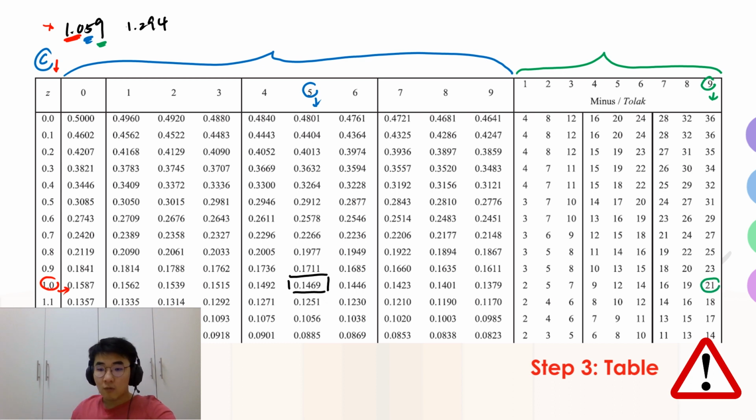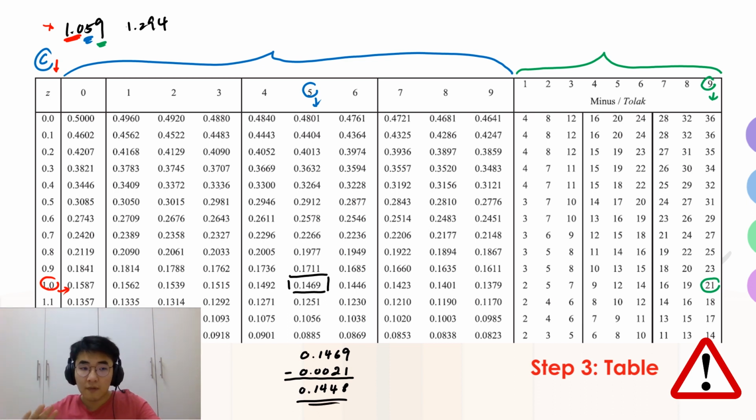So for these two values, what I will do is I will minus them together, right? So 0.1469. Okay, so this doesn't mean I minus 21. This means this 21, we need to write it from the right side first. Okay, so this 21 is actually 0.0021. Right, so if we minus off, we will obtain 0.1448. Right, so this is our probability.